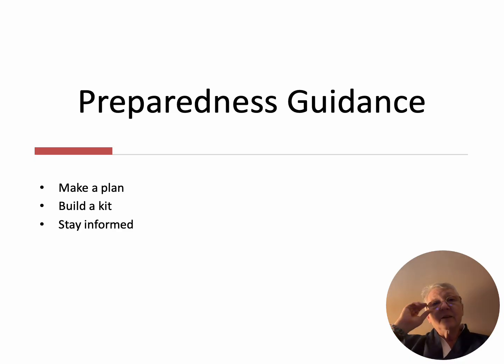Preparedness guidance emphasizes 3 simple steps. Make a plan, discuss evacuation routes and communication strategies. Build a kit, assemble essential supplies. And stay informed. Monitor emergency alerts and hazard information.